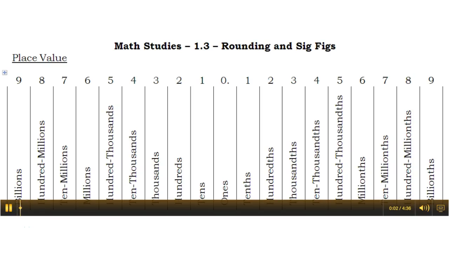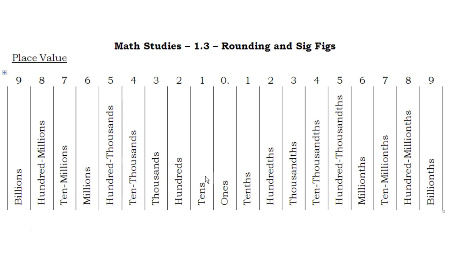This is Math Studies, Section 1.3, Rounding and Significant Figures. In terms of place value, the digit just to the left of the decimal is the ones place, sometimes called the units place.